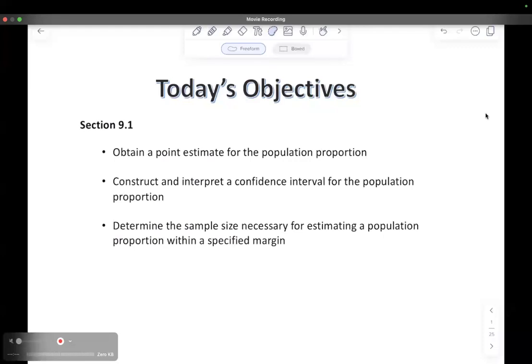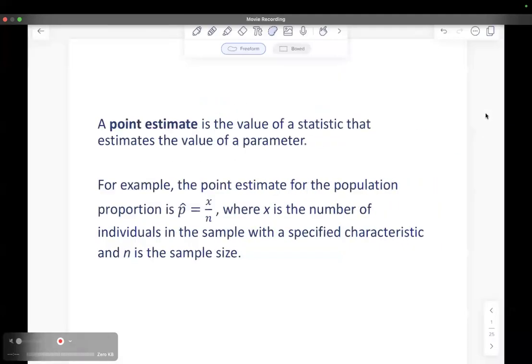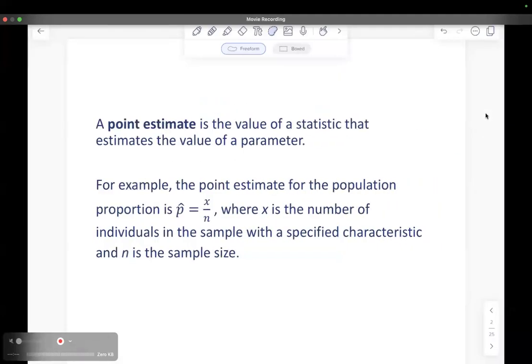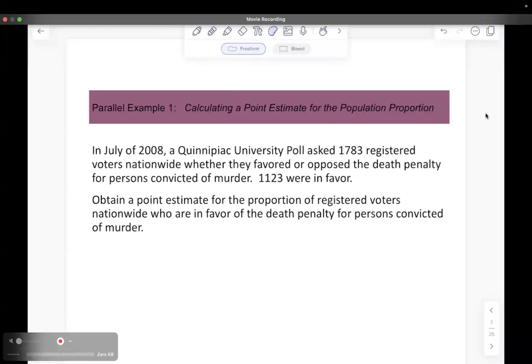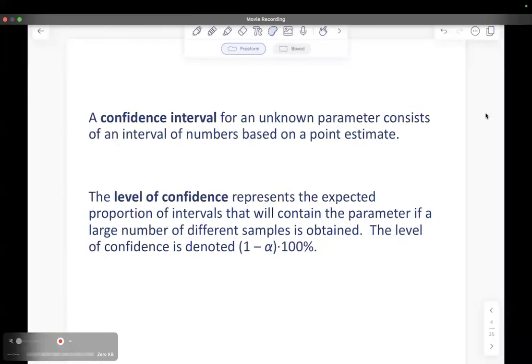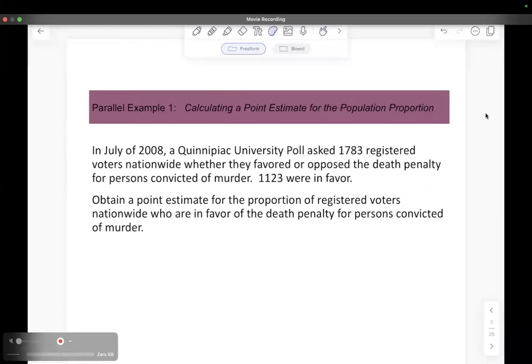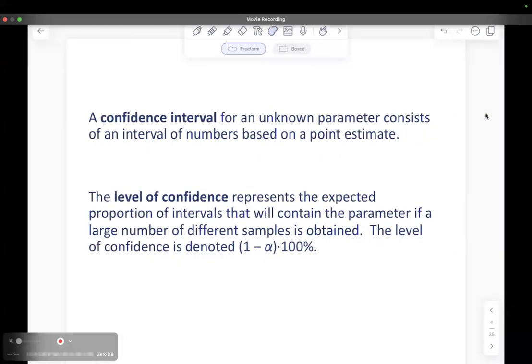All right, so let's get going. Okay, we know what a point estimate is. A point estimate is a statistic that's going to estimate our parameter. Remember, a parameter is for a population, a statistic is for a sample. So you just take the number of successes, or the number of individuals that have a certain characteristic, and divide it by your sample size. We've done this before. This isn't new. I'm not going to do this example because we know how to do this. All this is just calculating a point estimate. We've done this so many times.